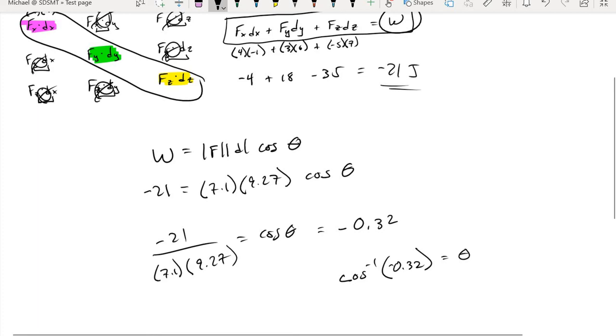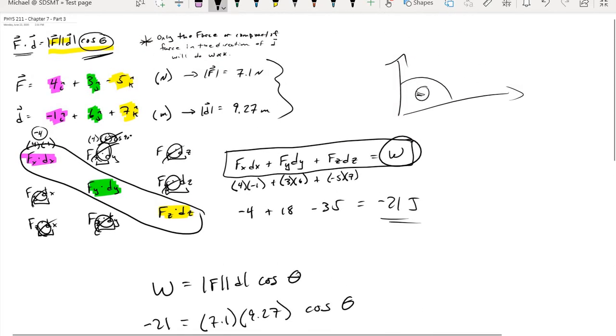So inverse, we need inverse cosine of negative 0.32, which makes for about 108.7 degrees. So that's how much of an angle we have between these two vectors.